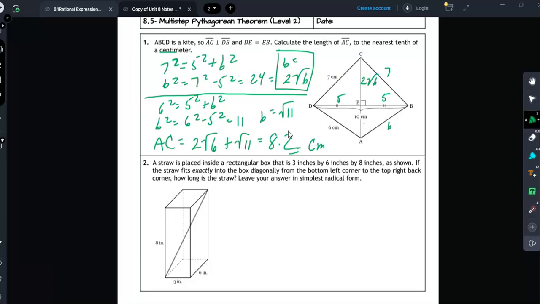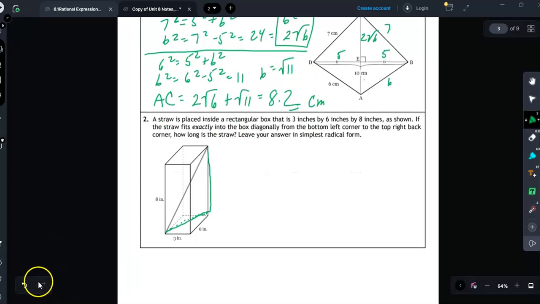We have a straw that's going from the diagonal of this rectangular box. We know it's 3, 6, and 8. If the straw fits exactly into the box diagonally from the left top back to the bottom right front, how long is the straw? Okay, so the way I look at it is you're looking at this triangle. Then this is also 8. We don't know what this is, but we know this. So let's look at this little triangle to figure out what this side is.